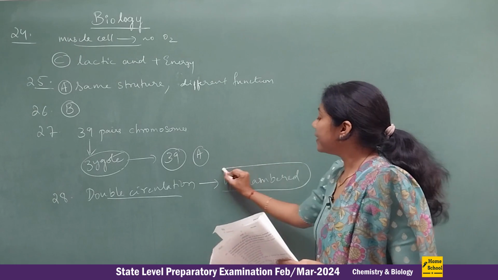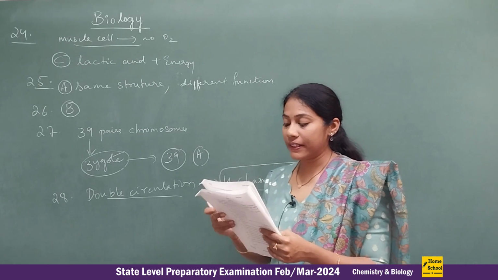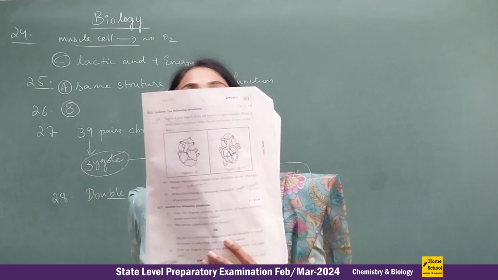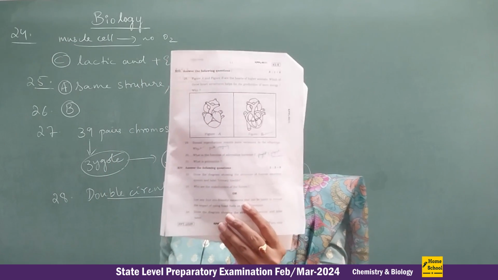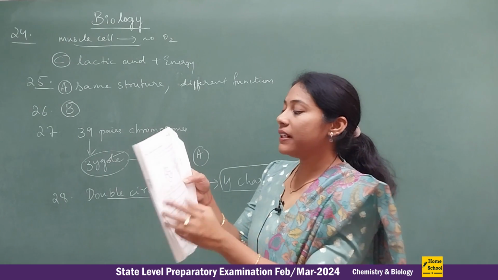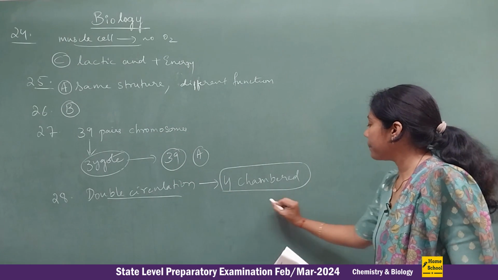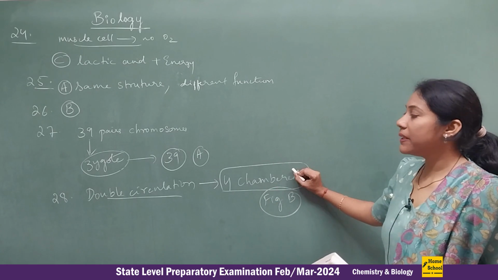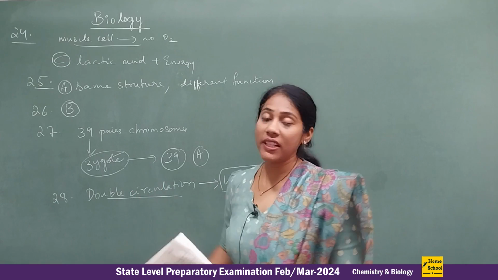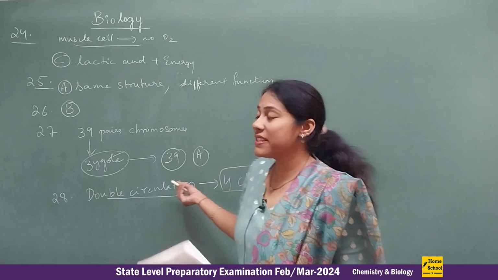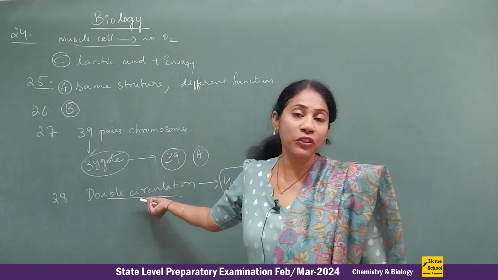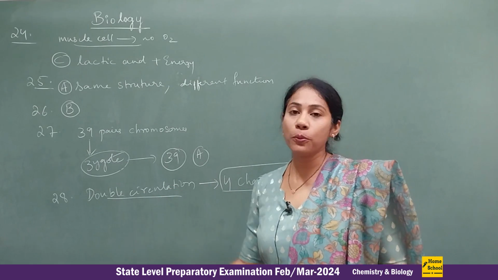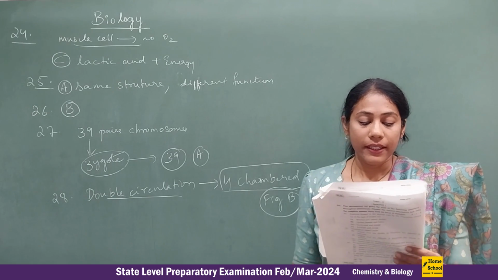So in the given diagram, okay, I think you all have the question paper, but I am showing you the diagram here towards the camera. In the given diagram, the double chambered heart is figure B. Okay, so figure B has got a double chambered heart, so that double circulation can take place. Double circulation, what is double circulation? If you want, you can write the definition also here, so that you will get a complete 2 marker. Okay.